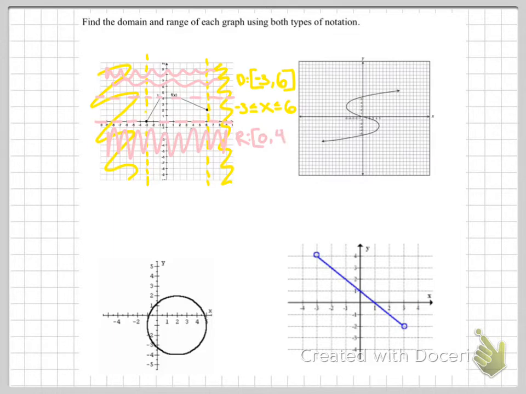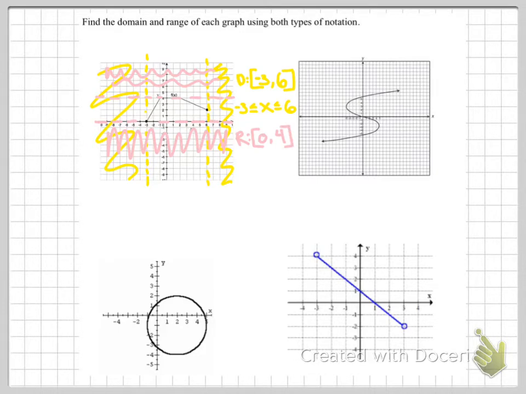Is it included or not included? Is that a solid point or a hollow point? Remember, any point on your line, unless you literally see a big hollow dot, it's assumed that it's a solid dot. So that is included, so it's bracket 4.